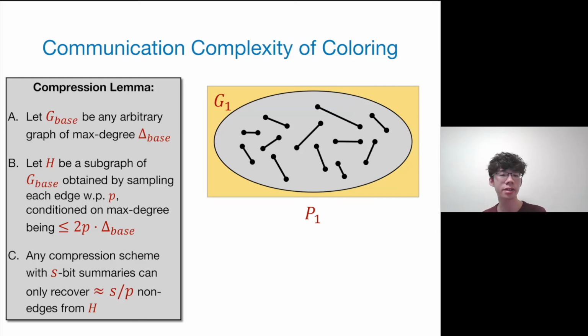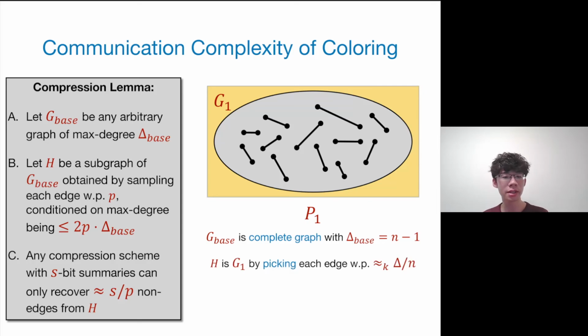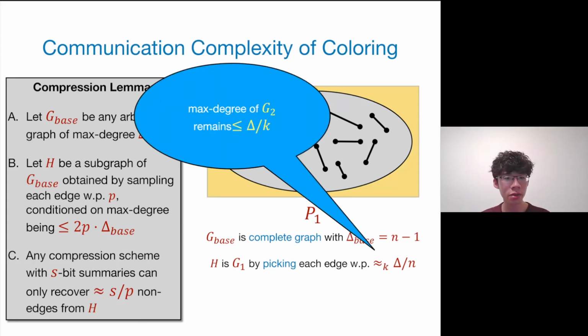We're going to apply this once for every player. So starting with the first player, G base is going to be the complete graph, and delta base, as usual, will be n-1. We're going to sample H from G base, and then we're going to pick each edge with probability around delta over n. Why is that useful? Well, that means the max degree of G1 will be at most delta over k. Down here we're hiding k factors in the notation to make it a little bit clearer. But then by the lemma, the message M1 can only keep n divided by p, which is delta over n, which is n squared over delta non-edges. Great. So we now have a bound on how many non-edges message 1 can keep track of.